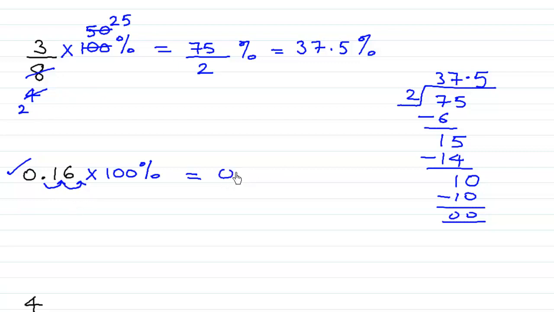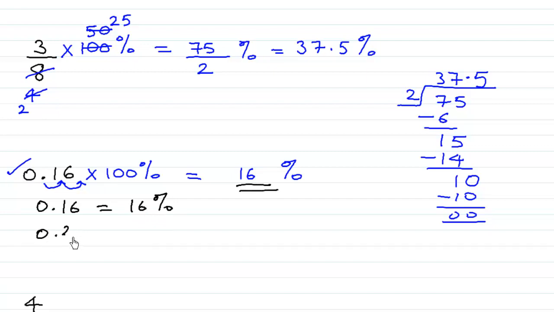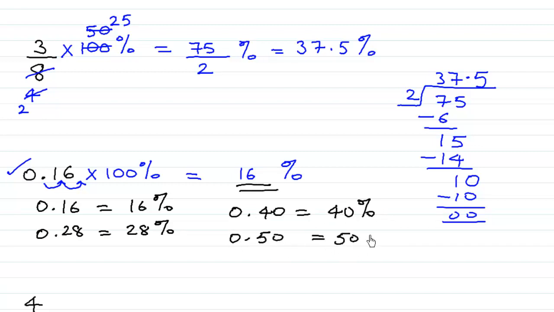So this will become like 0.16, and then we have a point and this many percentages. Of course, we can ignore this 0 in the beginning, and we can ignore this decimal point also. So this is nothing but 16%. So remember, 0.16 is nothing but 16%. In the very same manner, 0.28 will be nothing but 28%. And 0.40 will be 40%. And 0.50 will be 50%.